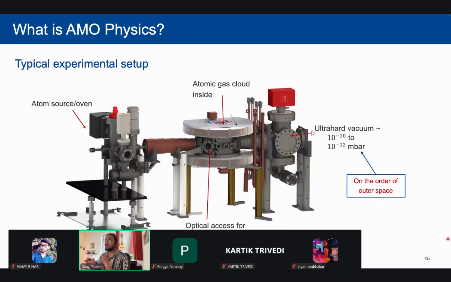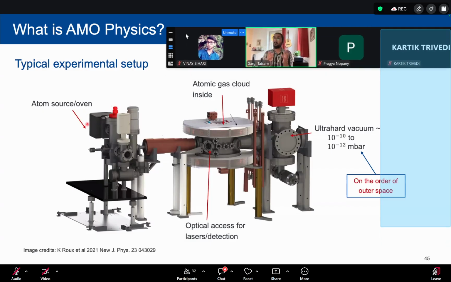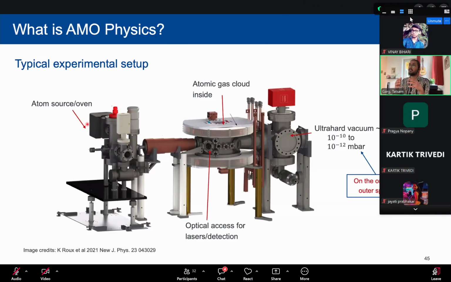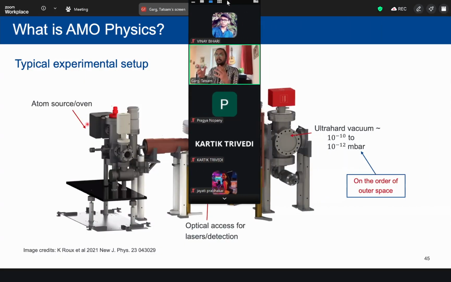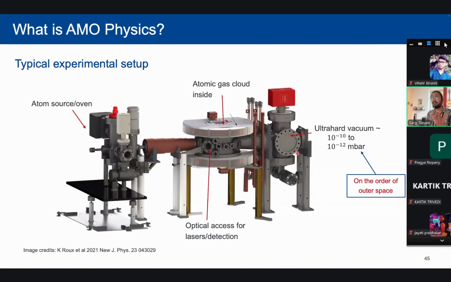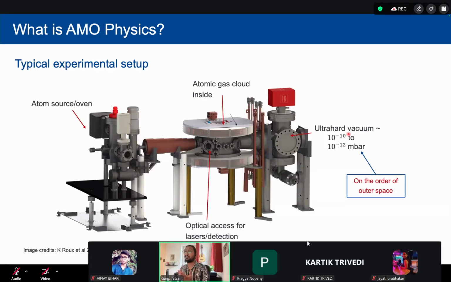In our lab, a typical experiment looks sort of like this. We have an oven where we make our atoms. So you put a block of metal in this oven, heat it up, and then on the surface of the metal, some of the atoms get evaporated, and these evaporated atoms then go on to fill this chamber. Inside the chamber, like I said earlier, you have very good vacuum. This is called ultra high vacuum. This is on the same order as outer space. So there is no air in there, just our interesting atoms.